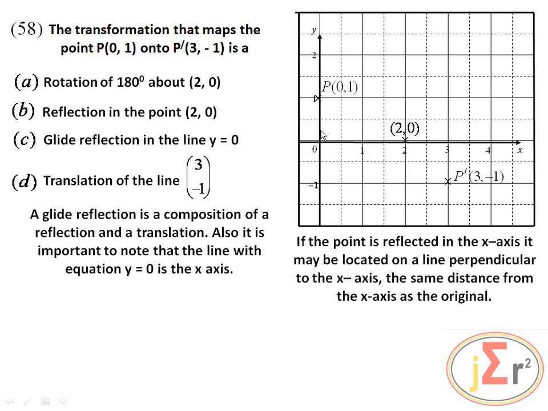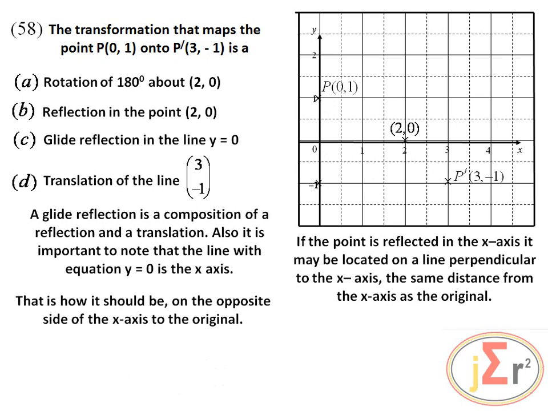Well, this line is already perpendicular to the mirror line, so part of our problem is solved, and it is going to be the same distance away from the mirror line. So 1 unit up here, its image will be 1 unit down there, like that. This is how it should be, on the opposite side of the x-axis to the original. So the image is going to be on the opposite side of the x-axis because the x-axis is the mirror line, and that is exactly as it should be.